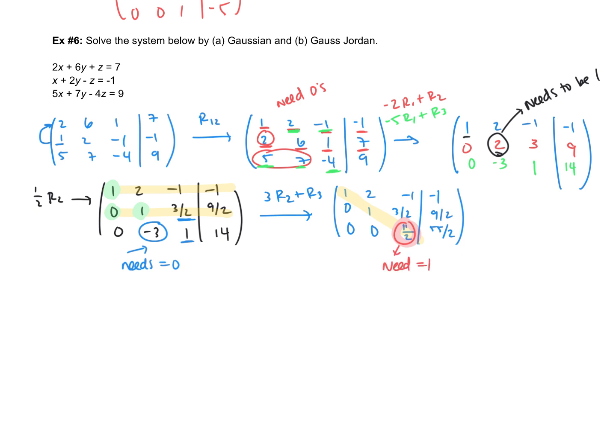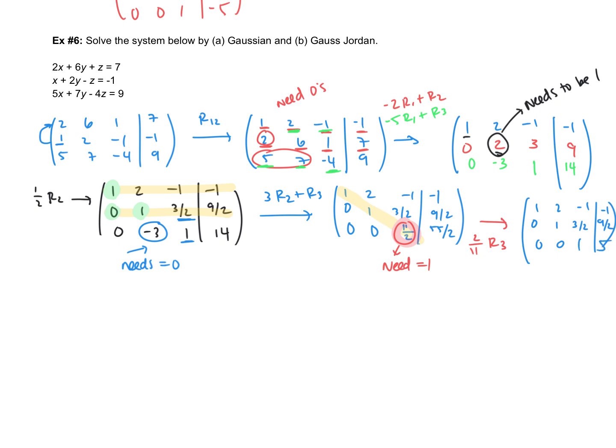So what we can do is take row 3 and multiply it by 2 over 11. Unfortunately, I didn't give myself a ton of room. Hopefully you have a little more room. So we have 1, 2, negative 1, negative 1. We have our 0, 1, 3 over 2, 9 over 2. And then if I multiply by that 2 over 11, I get 0, 0, 1. And it ends up being nice. That ends up being a 5.